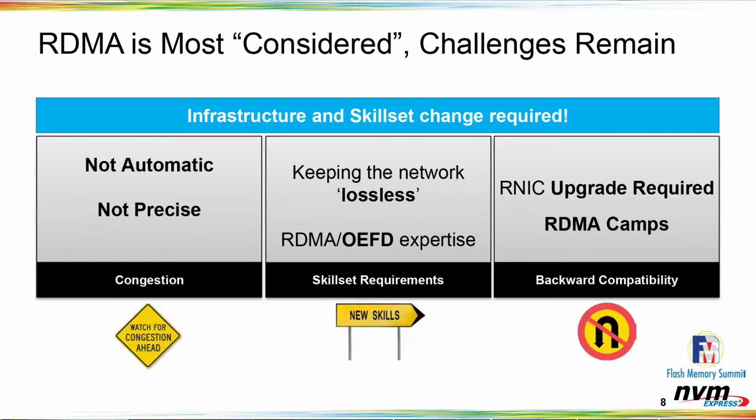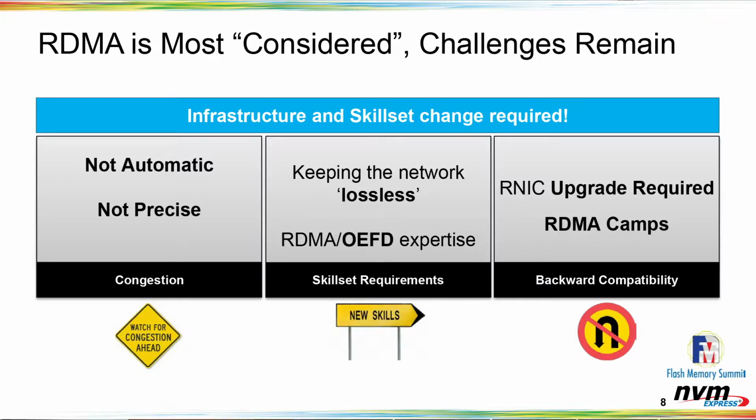The RoCE IBTA, along with other organizations, have worked hard to bring efficiencies in managing congestion for RoCE, with algorithms like DCQCN, but they are not automatic, and they're not precise. You need to tune them for every different environment, and that can pose challenges. We talked about keeping the network lossless in order to enable RoCE. Also, applications need to be ported over to RDMA. People require some OFED and verbs expertise.